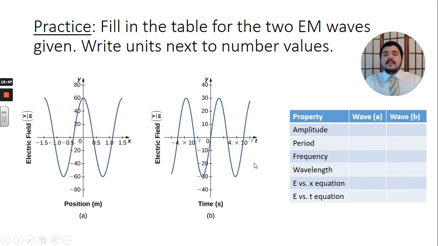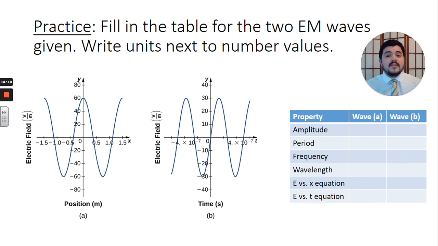All right, here's the practice. We'll talk about the answers in class together, but I want you to fill in the table for the two electromagnetic waves that are given. I want you to write units next to every number value when you do that. So we've got an electric field versus position for A, and we've got an electric field versus time for wave B. But I want you to tell me for each of those two waves what their amplitude, period, frequency, wavelength are, and then I want you to write equations versus both position and time for each.